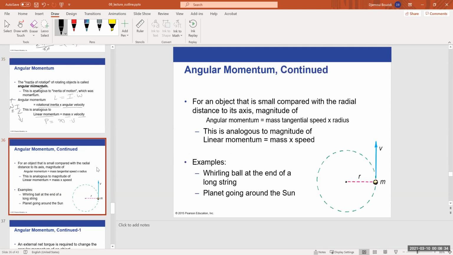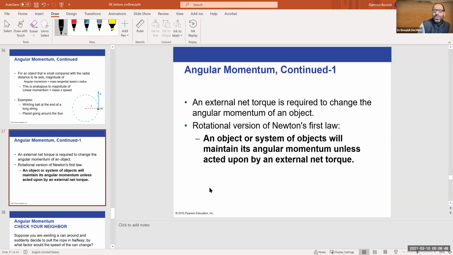Again, for a point particle, the linear momentum is the mass times the speed. For the motion that I was describing, angular momentum is I times omega. An object or system of objects will maintain its angular momentum unless acted upon by an external net torque. This is similar to Newton's second law: the change in angular momentum is proportional to the net torque. If the net torque is 0, then L needs to stay the same, constant, which we call a conserved quantity.